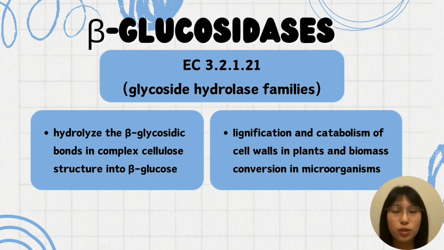The enzyme that we choose to use in this assignment is beta-glucosidase with EC 3.2.1.21. It belongs to the glycoside hydrolase families. Beta-glucosidase can hydrolyze the beta-glycosidic bonds in complex cellular structure into beta-glucose. Secondly, it also helps in lignification and catabolism of cell walls in plants and biomass conversion in microorganisms.